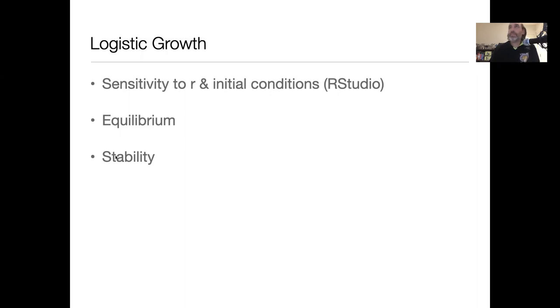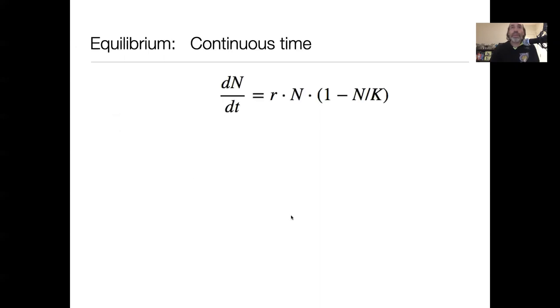And also then the concept of stability. Does a population tend to go towards that equilibrium? And if it gets there, will it stay there? Or is the equilibrium unstable? It's safe if it's there, but if it's perturbed away from that equilibrium, will it move further away towards some other equilibrium? So let's dive first into the concept of an equilibrium.